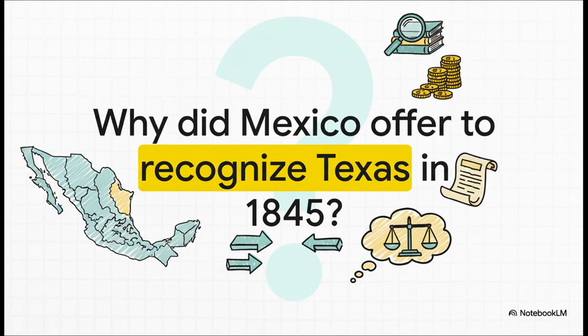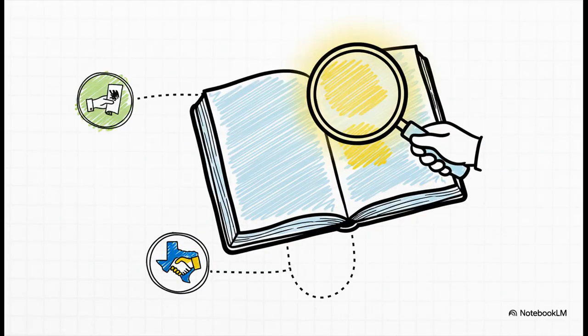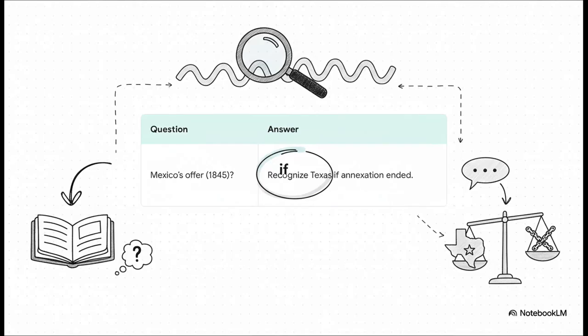Here we go. Question number 7. It's asking about Mexico's reason for offering to recognize Texas as its own independent nation back in 1845. Okay, step 1, decode. This is quick and easy. The core of the question is Mexico offer and recognize Texas. Those are our new search terms. Let's go hunting again. So we move to the source, we're scanning for our keywords, and there it is. The line about Mexico's offer gives us the perfect clue. Recognize Texas if annexation ended. That one little word, if, is everything. It tells us the condition, the real reason they made that offer.